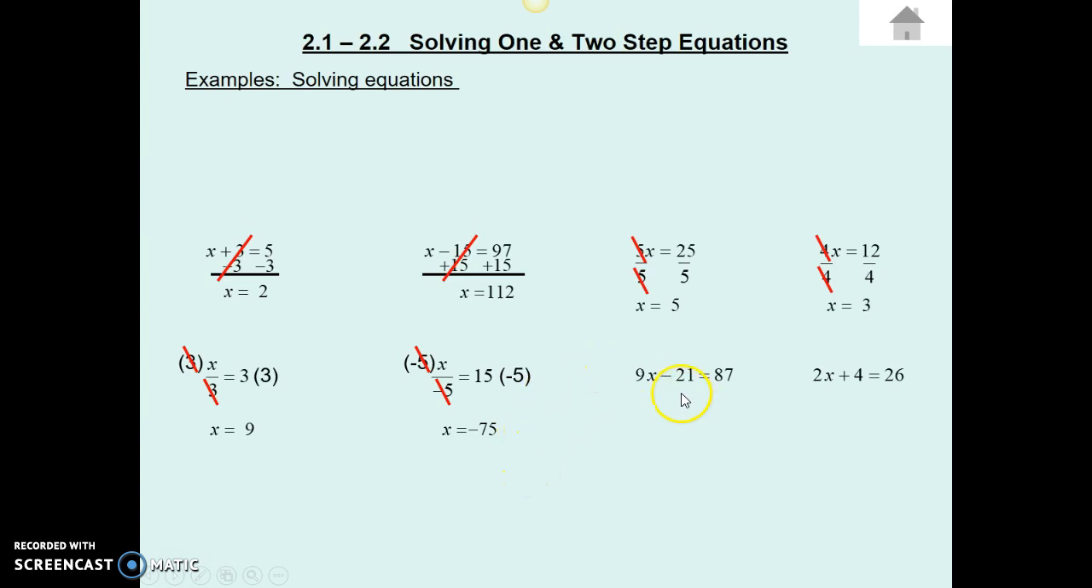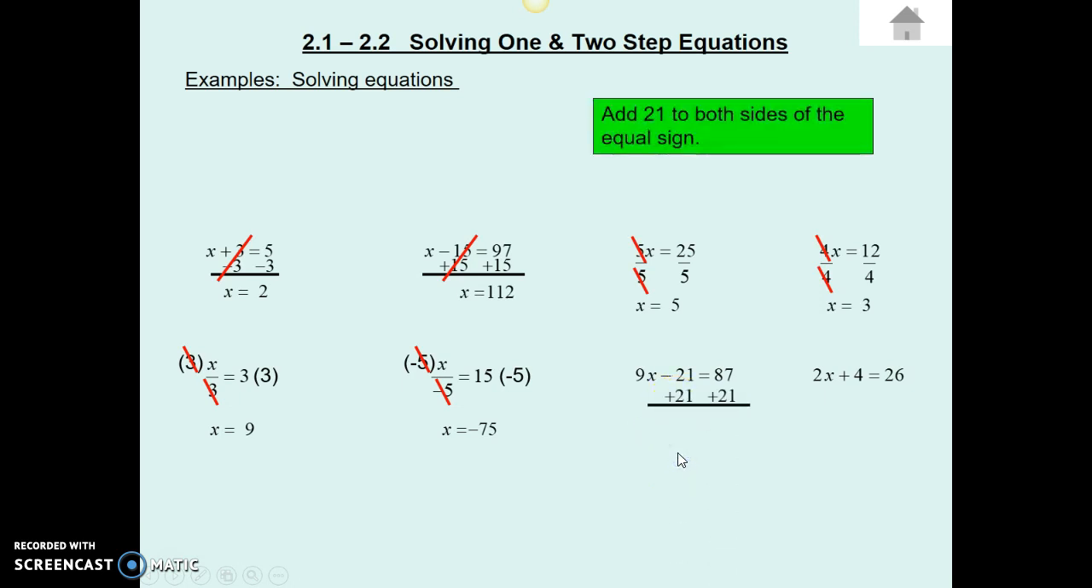All right, now moving on to the next problem, I notice that the next two are actually two-step equations, which means that there have been two operations combined into these. This one has multiplication and subtraction. This one has multiplication and addition. So I'm going to have to perform two steps to undo what's been done to this equation. So the first step is to add 21 to both sides.